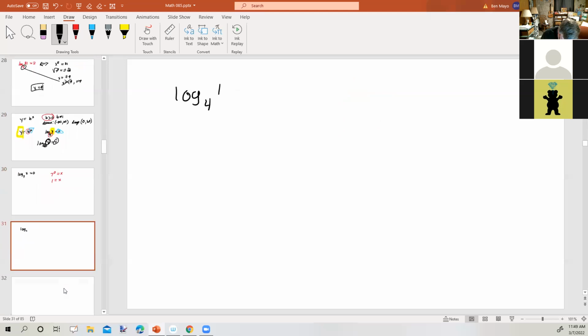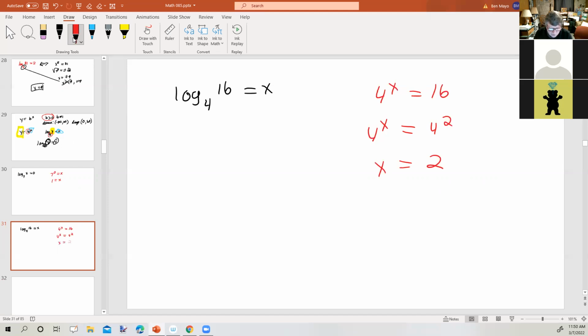Log base 4 of 16 equals x. So 4 to the x power equals 16. One of the ways we can solve an equation of this type is if we could take both sides of the equation and write them with the same base. For instance, 16 is 4 squared. And I'm not going to go into great detail here, but because logs and exponential functions are one-to-one functions, if we write them so that they have the same base, we can assume that the exponents are equal as well.